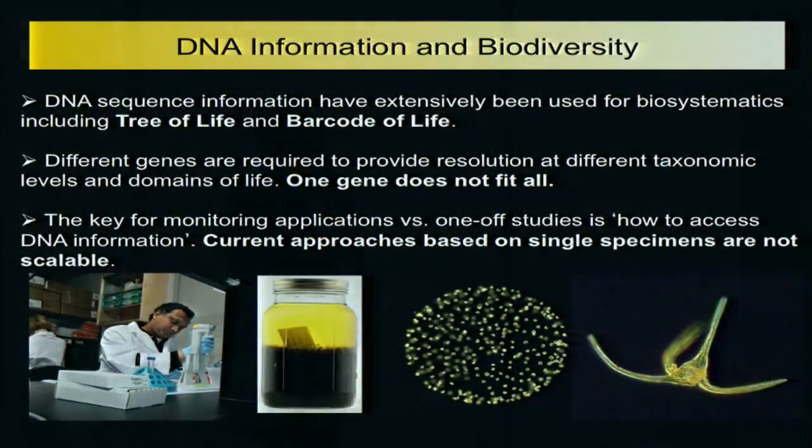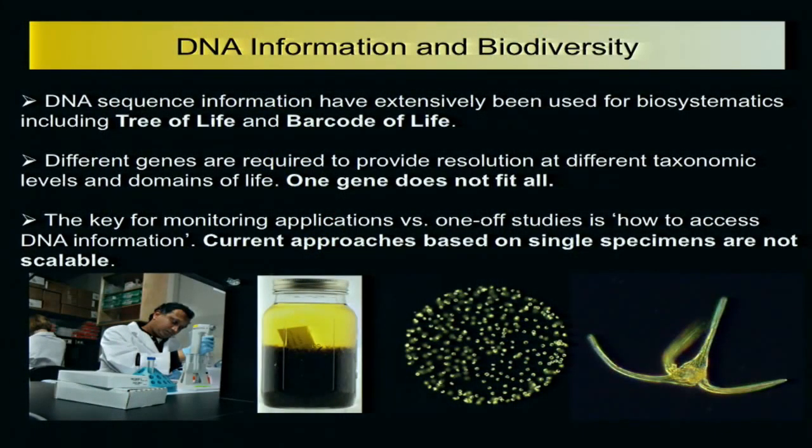Now, in wrapping up this part, I just have a couple of points to make. First is that DNA has been used extensively for biosystematics and biodiversity analysis. Projects like Tree of Life or Barcode of Life are good examples.